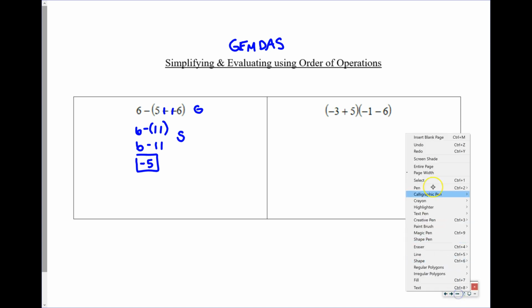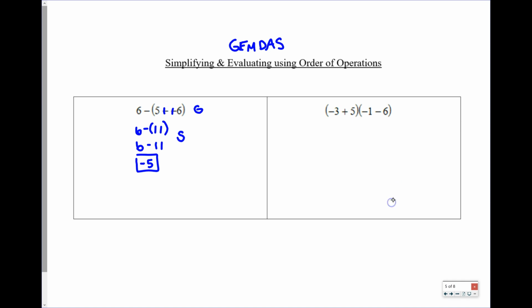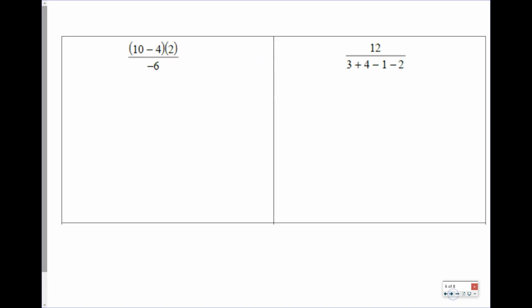The second one, I see 2 grouping symbols, so I'm going to do both of them separately. This first one, negative 3 plus 5 becomes 2, and negative 1 minus 6 becomes negative 7. And again, if you want to use your calculator, you can, no problem. Now, 2 parentheses next to each other means multiply. So I'm going to do 2 times negative 7 to get negative 14. Okay? Those two are pretty simple.